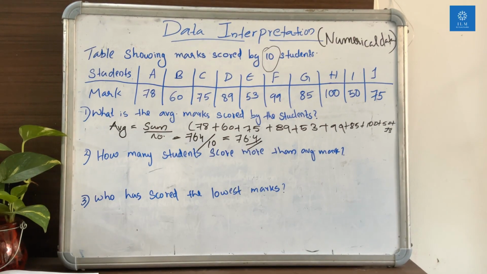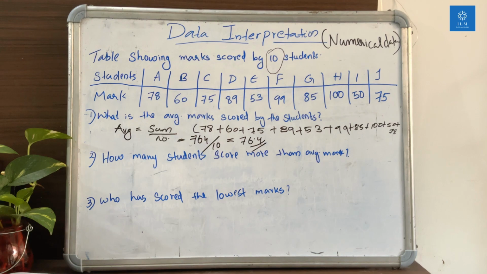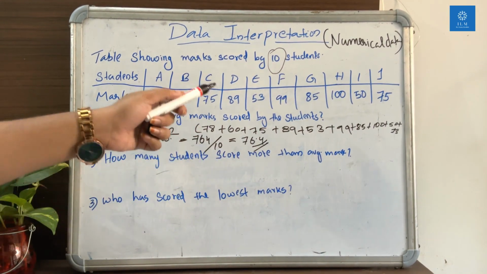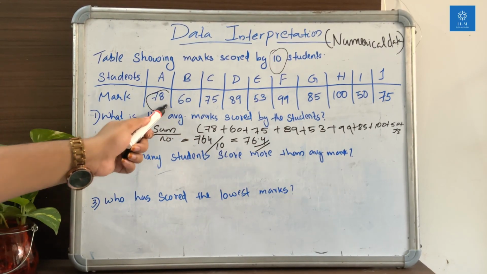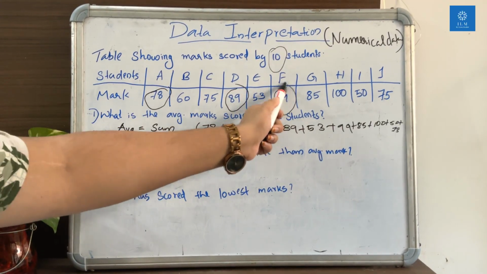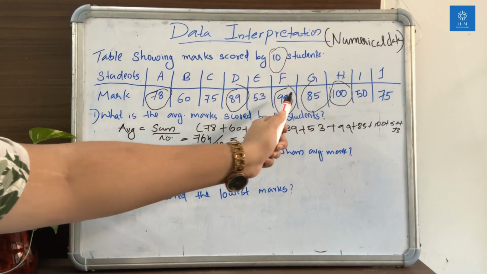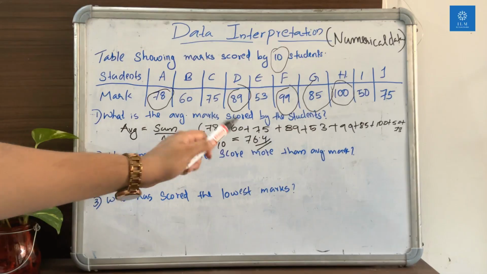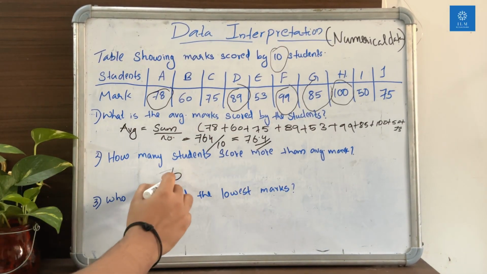Next is the second question. How many students scored more than average mark? Here the average mark is 76.4. So how many students scored more than 76? This is more than 76, then this one, then again this one, this and this. So 1, 2, 3, 4, 5. It's the number of students who scored more than average mark, so that will be 5 students, right?